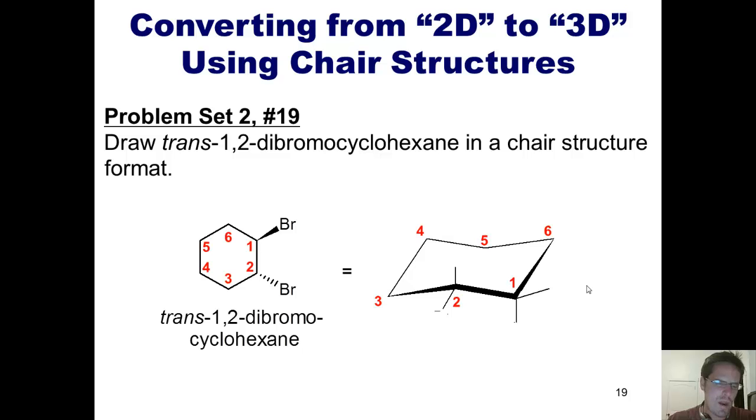Now we have to ask ourselves, where do our bromines go? Once again, to answer that, we first have to ask, are the bromines pointing up or down at each position in the structure shown on the left?